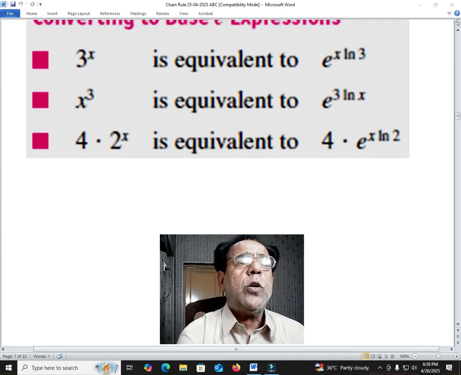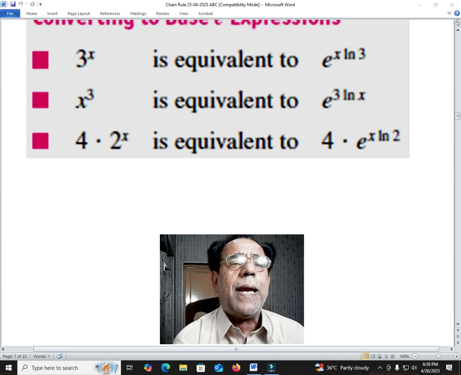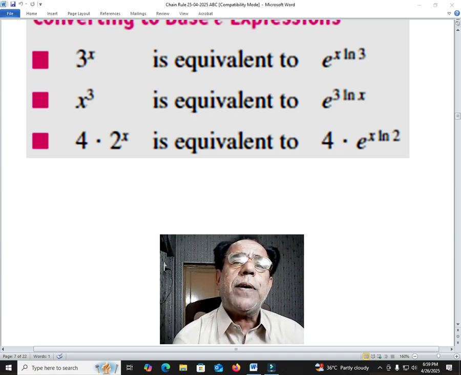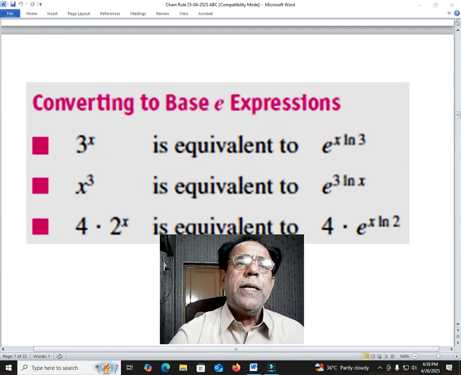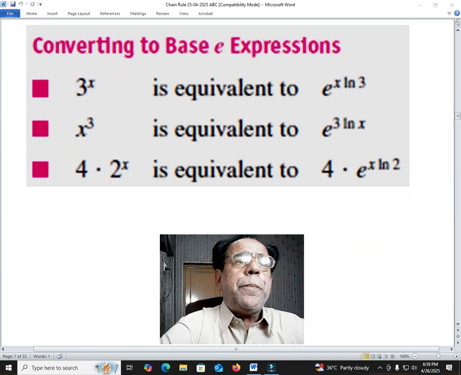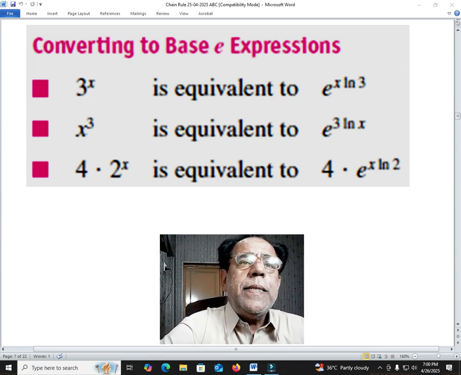Similarly, 4 dot 2 raised to power x is equivalent to 4 dot e raised to power x log 2. Okay, dear students, these three formulas are related to conversion of base e expressions.